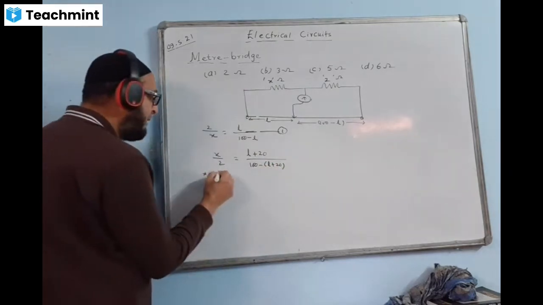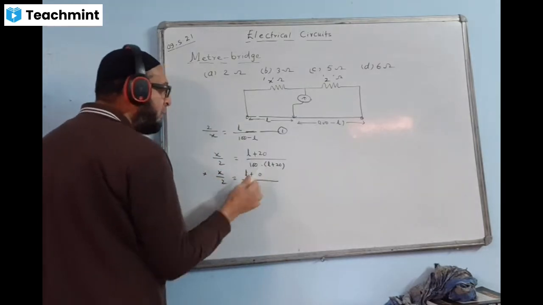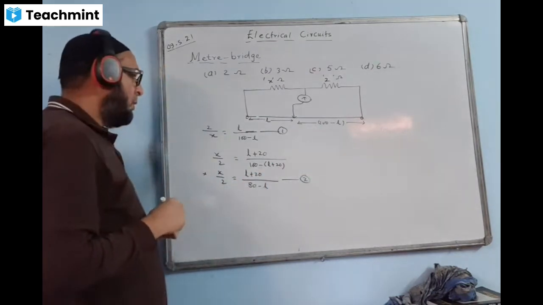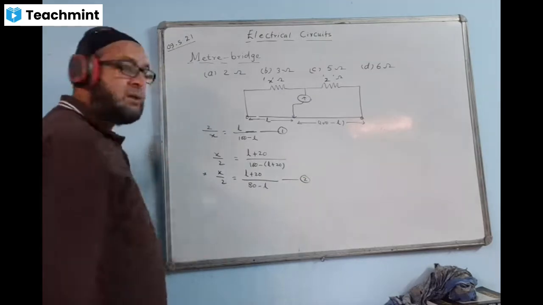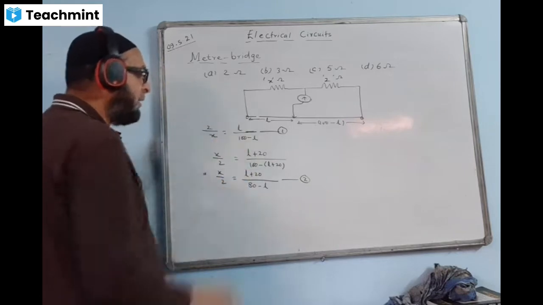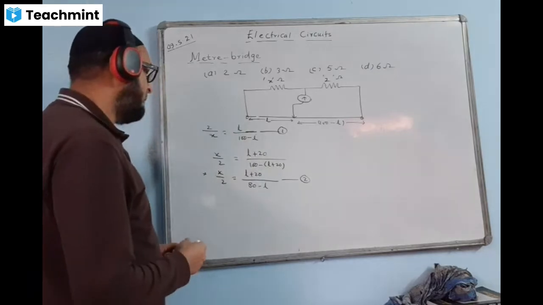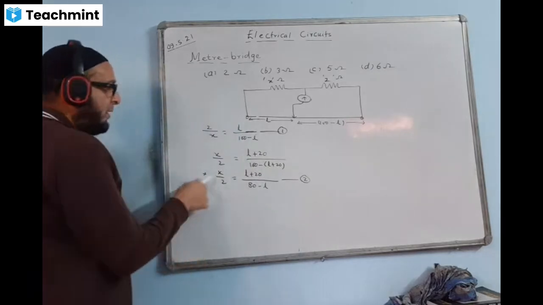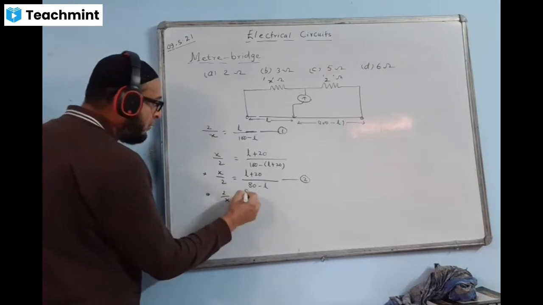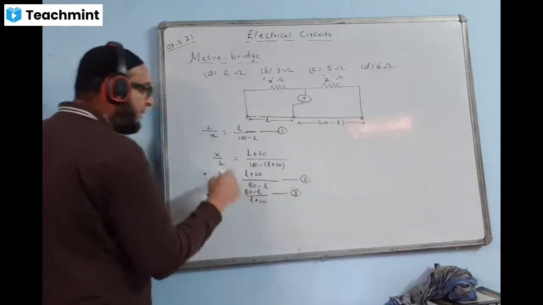Let us simplify it. You get X by 2 is equal to L plus 20 divided by 80 minus L, since 100 minus 20 becomes 80. This is equation number 2. Now I have to solve the two equations simultaneously to find X. First I'll find L, then put the value of L back to get X. Let us take the reciprocal: 2 by X is equal to 80 minus L by L plus 20. Mark this as equation number 3.